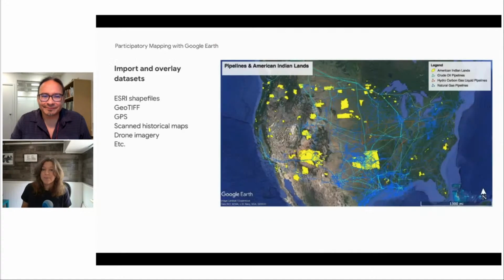Any content that you create using Google Earth Pro, you retain ownership of the intellectual property rights in the content that you create. Now, you can also bring your own map layers into Google Earth Pro, and some of the common file types that can be imported and visualized on the 3D globe include things like Esri shapefiles or geotiffs.